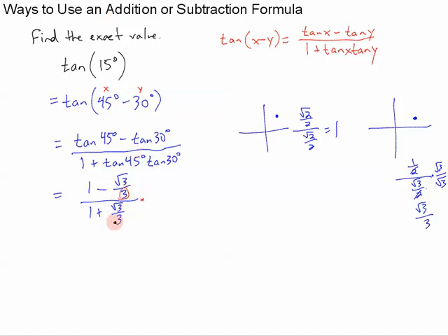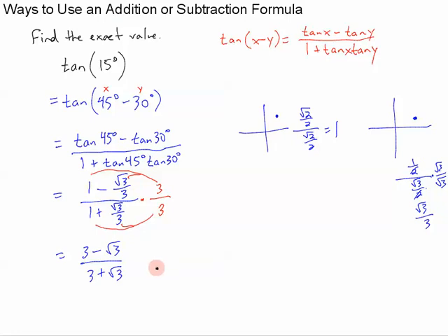Since I've got 3 on the bottom of each of these, I will multiply the top of the big fraction and the bottom of the big fraction by 3. So I'll distribute, and what I get is 3 minus, the 3's cancel here, so I've got 3 minus the square root of 3 over 3 plus the square root of 3.